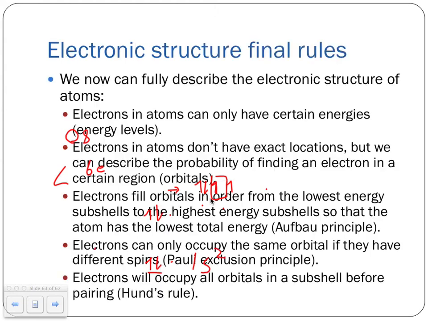All right, so whenever we're talking about this, we have a set of final rules for our electronic structure. And so here are those rules. Electrons in atoms can only have certain energies. Those are the energy levels, and no energies in between. Second rule that we have here: electrons in atoms don't have exact locations, but we can describe the probability of finding an electron in a certain region, which are the orbitals, those s, p, d, f. And s has 1 orbital, the p has 3 orbitals, and such like that.